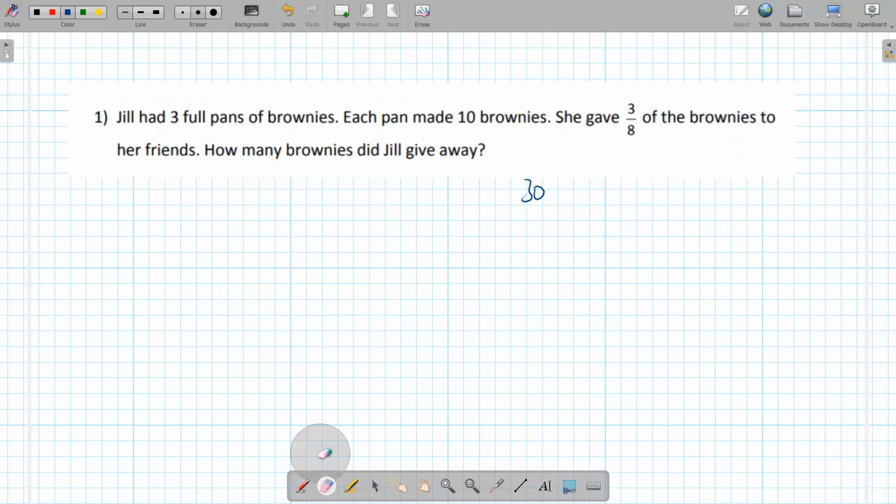Oh, okay. So we need to multiply this by 3/8. So 2 goes into 8 4 times. 2 goes into 30 15 times. So we get 45/4, which is 11 and 1/4.